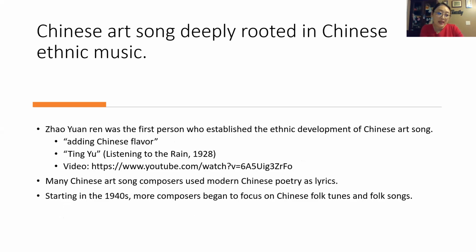So in another aspect, Chinese art song is also deeply rooted in Chinese ethnic music. Those are also very important characteristics of Chinese art song. Now, Zhao Yuanren was the first person who established the ethnic development of Chinese art song.